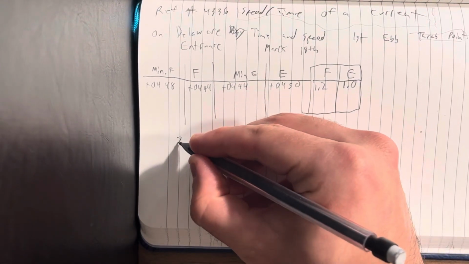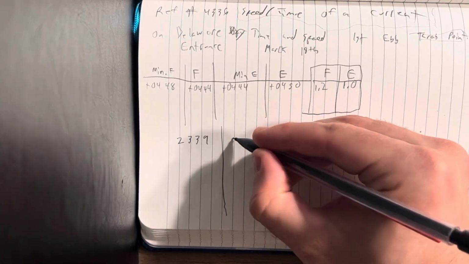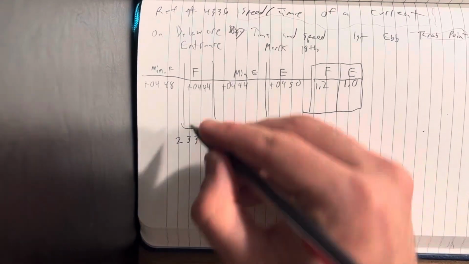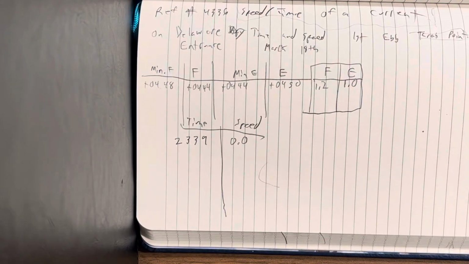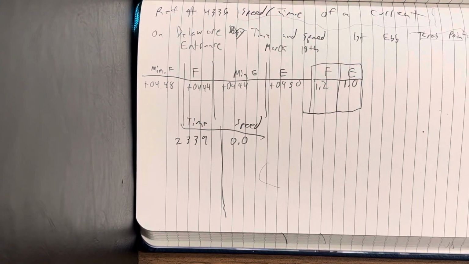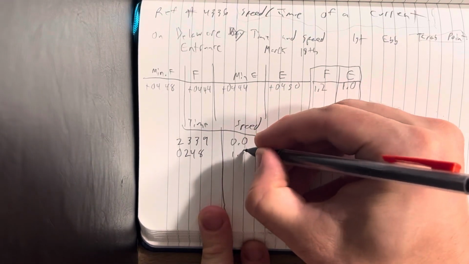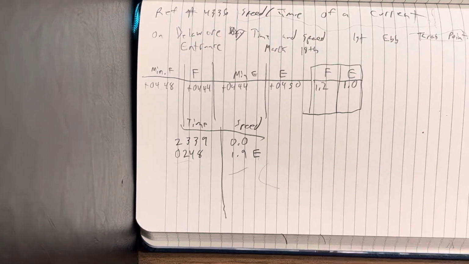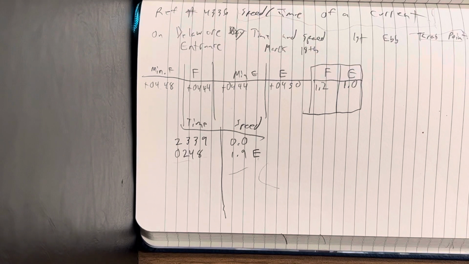Okay. Here's how we'll do this. 23:39, speed of 0.0. Then our next one, time, speed. Then our next one was 0248, 1.9 ebb. And we can assume this is probably going to be the first ebb current of the day because it is at the main station, so it probably is at the substation.